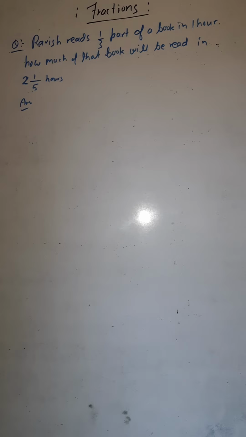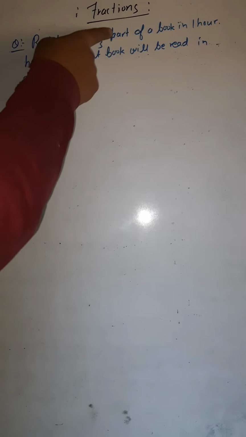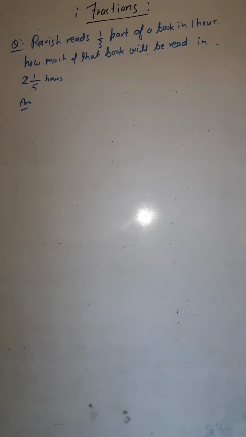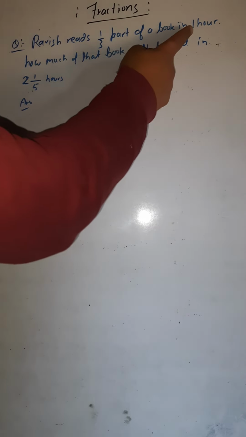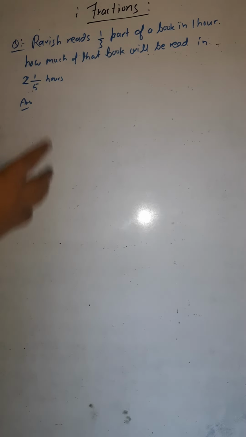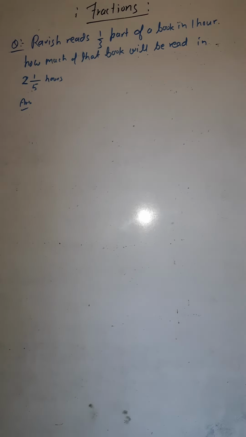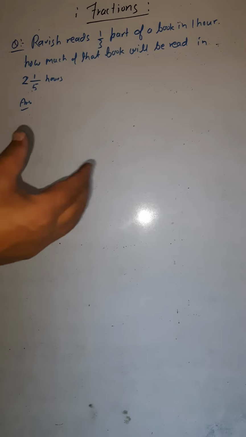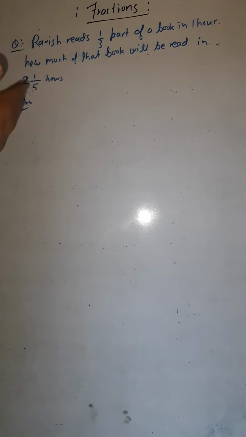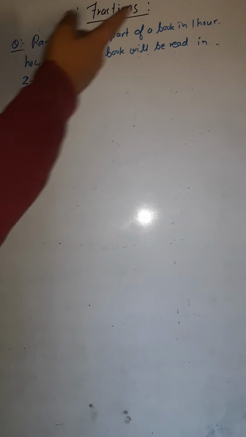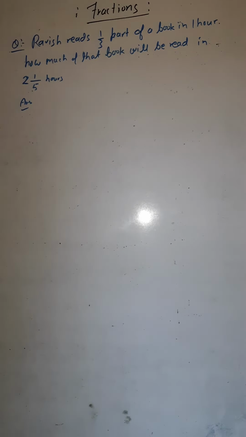So this is the next question before you. Question is, Ravis reads 1/3 part of a book in 1 hour. How much of that book will be read in 2 whole 1/5 hours? So means in 1 hour, 1/3 part of the book is being read by Ravis. Suppose let's say you have a book. So of that book, 1/3 part has been read by Ravis in 1 hour. So how many parts of the book would this Ravis read in 2 whole 1/5 hours?